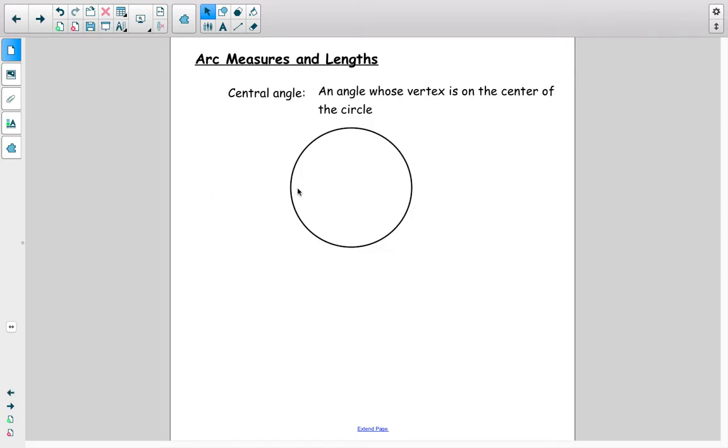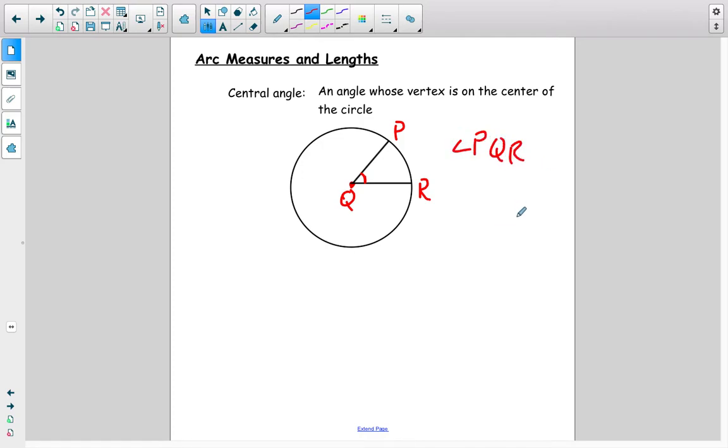So first of all, what is a central angle? Well, the central angle is an angle whose vertex is on the center of the circle. So, if you've got the center somewhere around here, and you were to draw an angle like this, okay, so something like that, you've got a central angle right here. This angle, we can call it PQR or something like that. So, angle PQR is an example of a central angle.